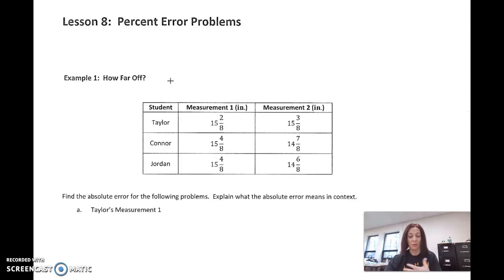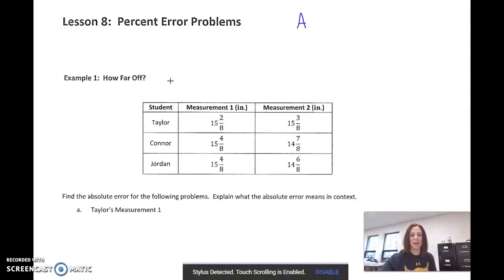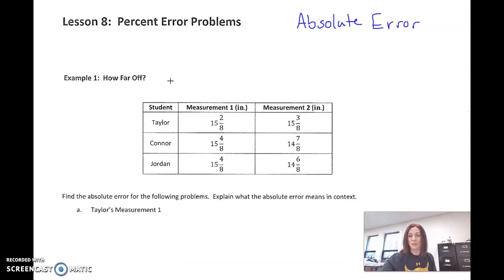But again, we're going to focus today a lot on measurements, okay? Human error comes into play. So how do we deal with that? We're dealing with percent error problems here, but we have something called absolute error. Now, we've done things like absolute value. We've heard the word absolute before, right?